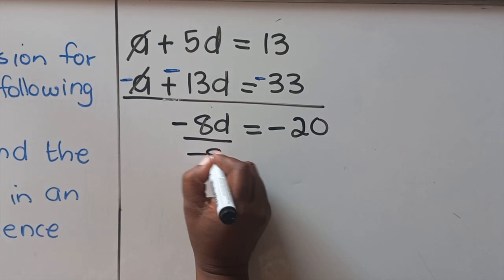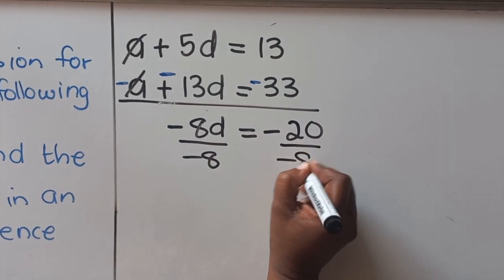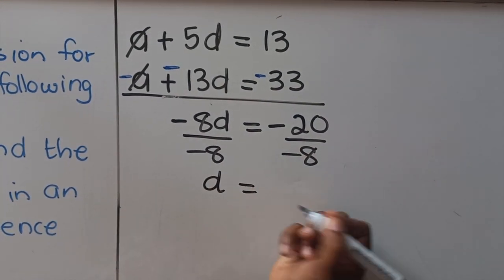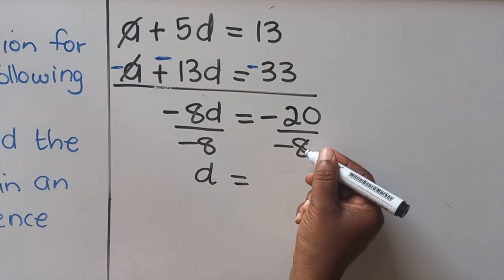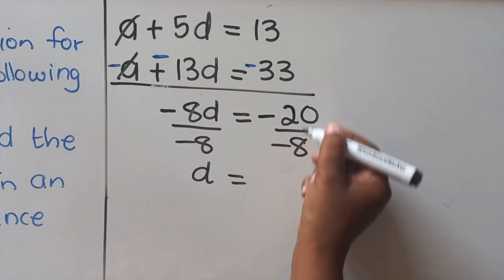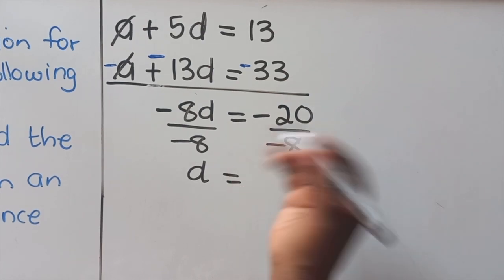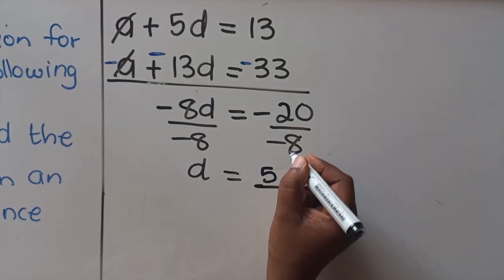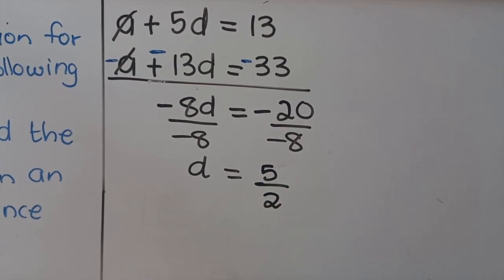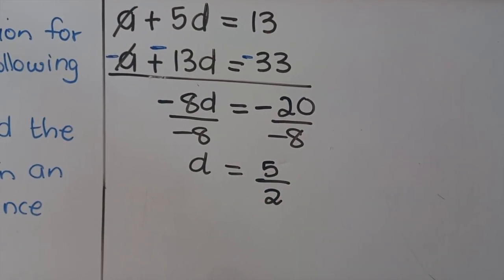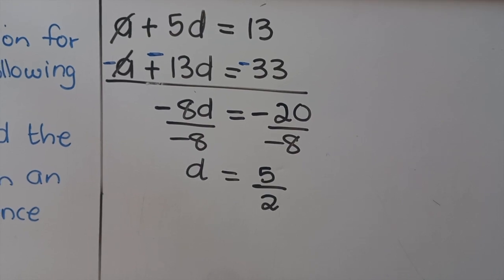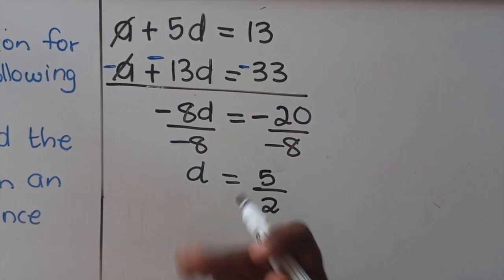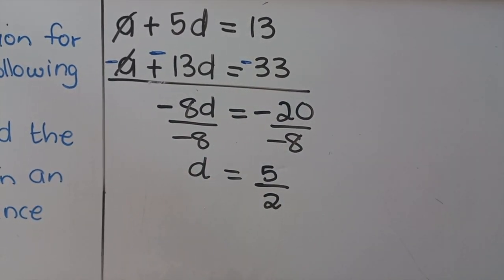Then divide by negative 8. Your D is equal to 5 over 2. 4 will go into both of them. You can use your calculator. 4 into 20 is 5 times, 4 into 8 is twice. So that's your D. Now you're going to find your A. You're going to use the equation that looks easier to you. You'll get the same answer whichever equation you use.